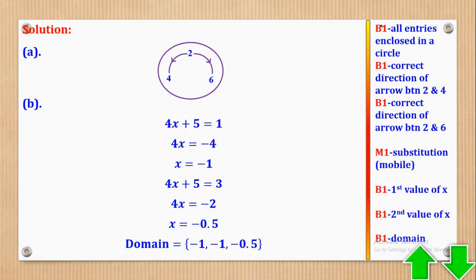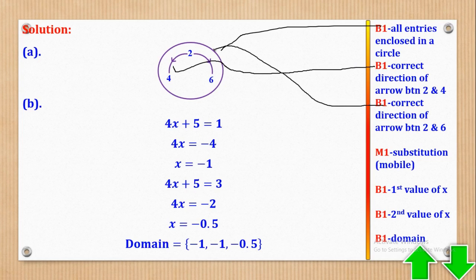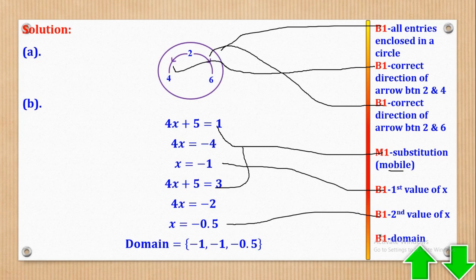So B1 for all the entries enclosed in a circle, then B1 for correct direction of arrow between 2 and 4, and another B1 for correct direction for the arrow between 2 and 6. Then here M1 for substitution. Here, remember, it is mobile, meaning it can be given at that step or at this step. Then B1 for the first value of x, then B1 for the second value of x, B1 for the domain.